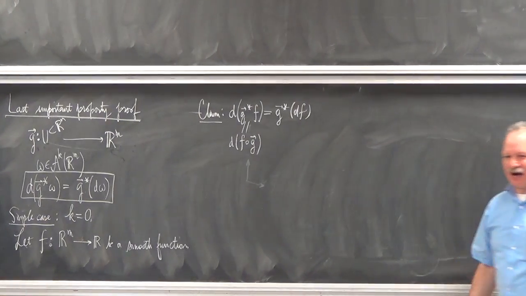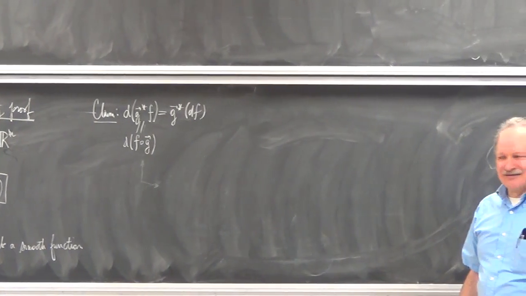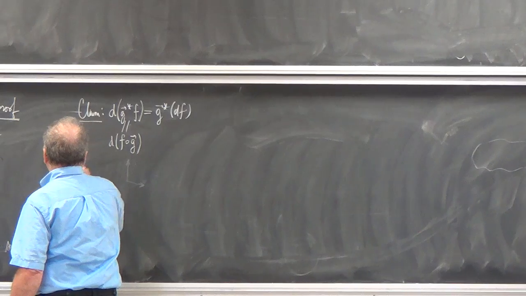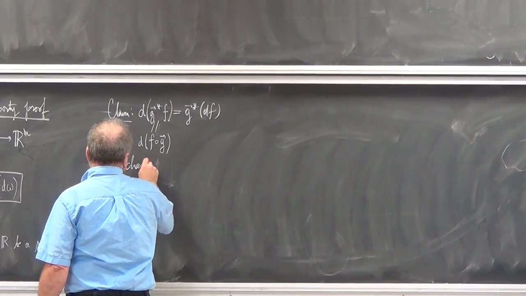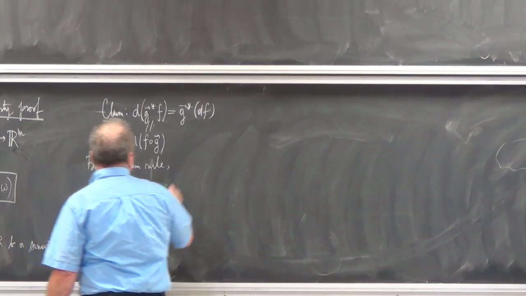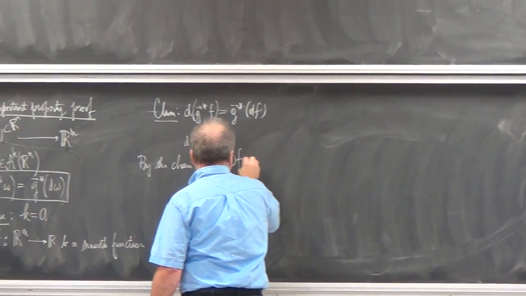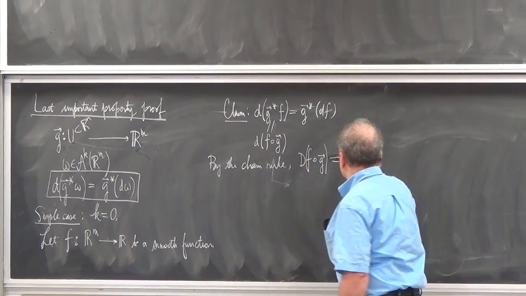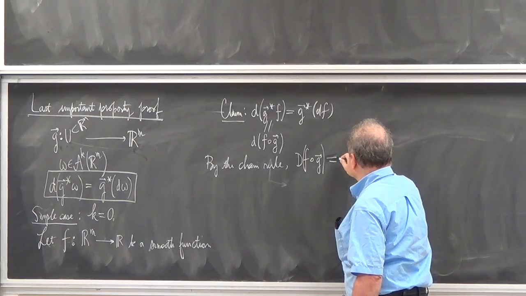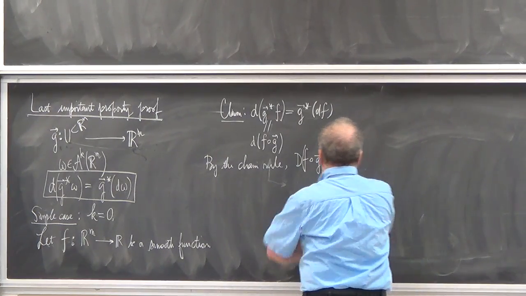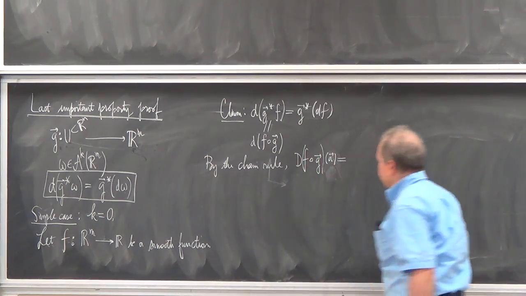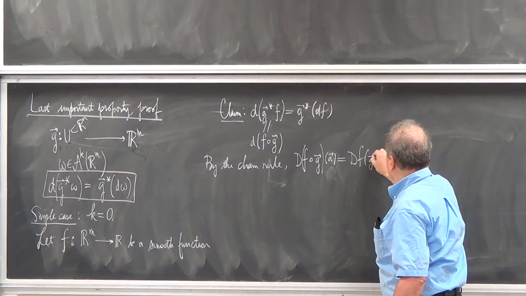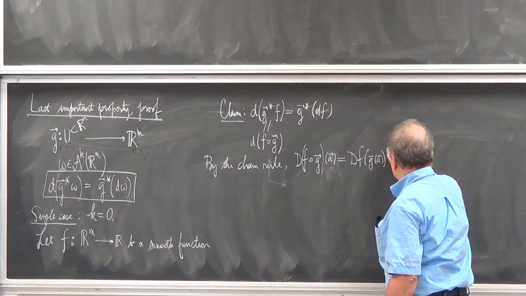Well, how do we take d of f composed with g? Is there a chain rule? What do you think? Yes. So, by the chain rule, let's recall what the derivative of f composed with g is. All right, so let's do it at a point so we aren't getting confused. The derivative of f composed with g at a is df at g of a times dg at a.